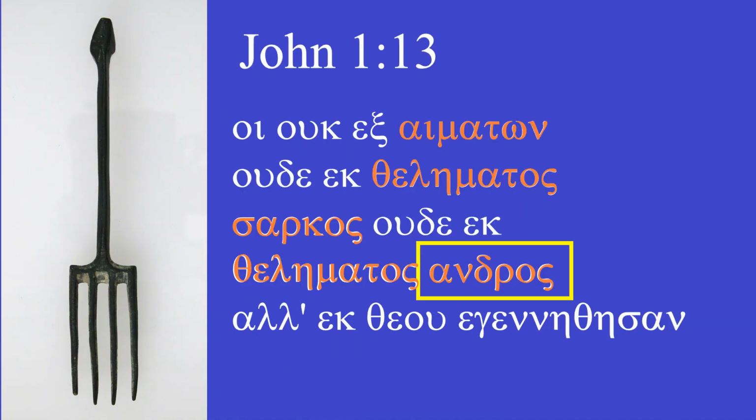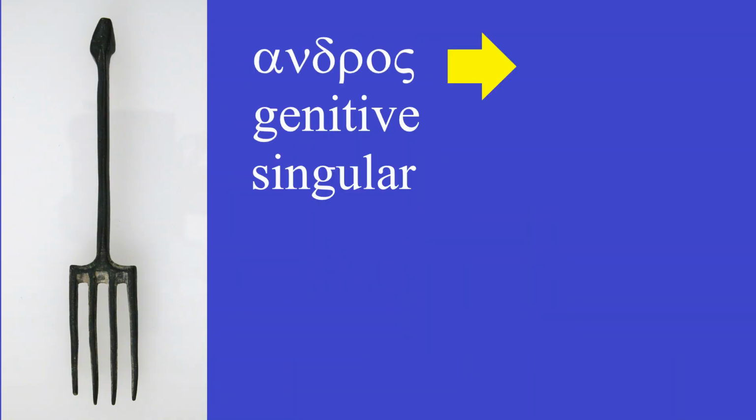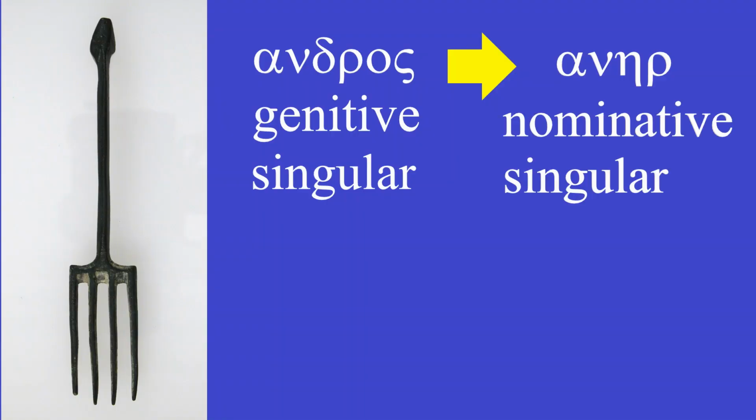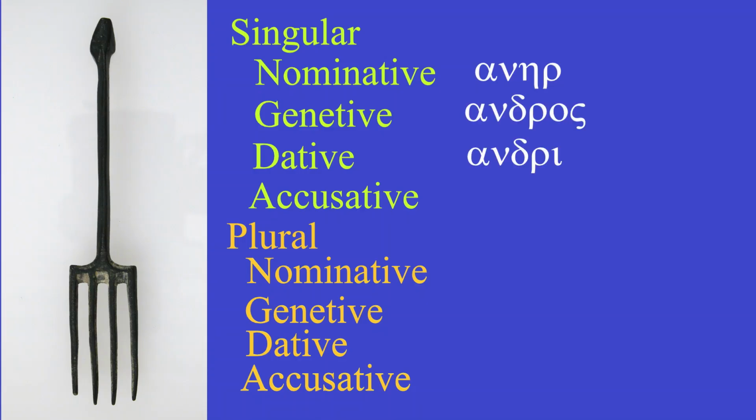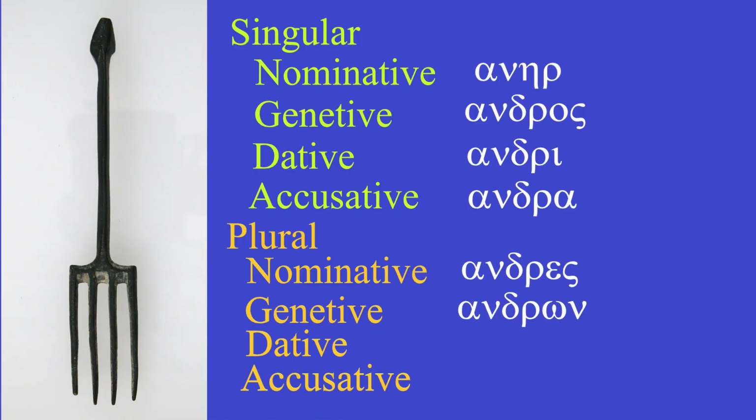Now let's look at andros, or man. Andros is the genitive singular of the nominative singular anir. So in the singular, the nominative subject is anir. The genitive possessive is andros. The dative indirect object is andri. The accusative direct object is andra. In the plural, the nominative subject is andres. The genitive plural is andron. The dative indirect object is andrasi. The accusative direct object is andras.